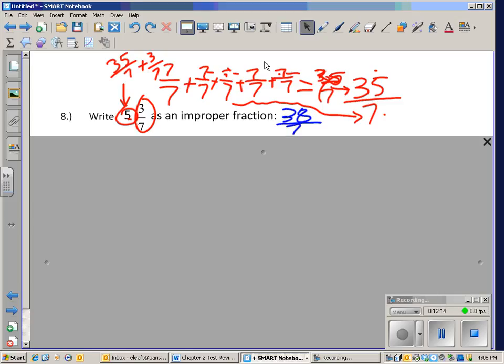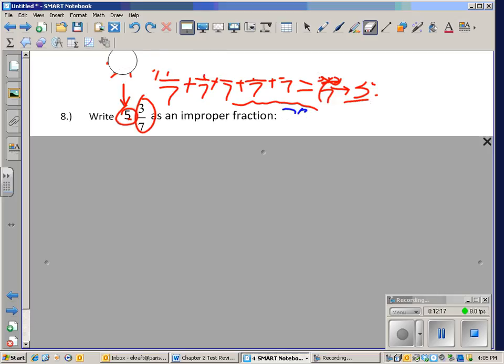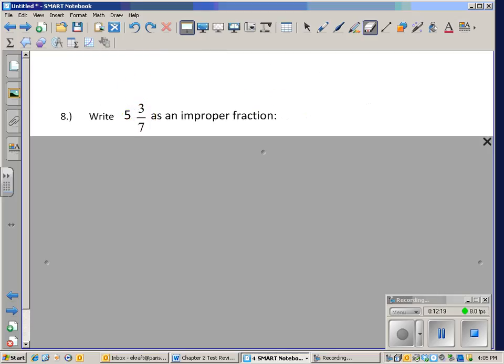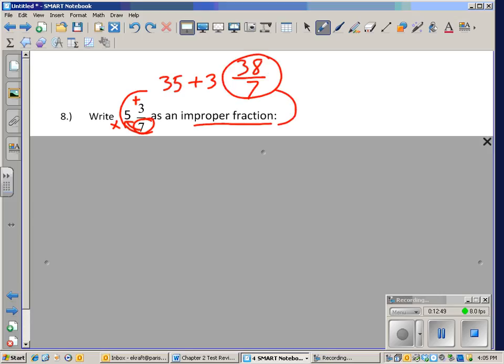So an easy way, when we look at our improper fractions all the time, we could actually just say that we take our denominator and multiply it times our whole number, right? And then add our numerator. So it's denominator times whole number plus numerator. 7 times 5 plus 3 is what we did. 7 times 5 was 35 plus 3 was 38, and we kept our denominator the same, and that was 7. And there's our improper fraction that we got from our mixed number.